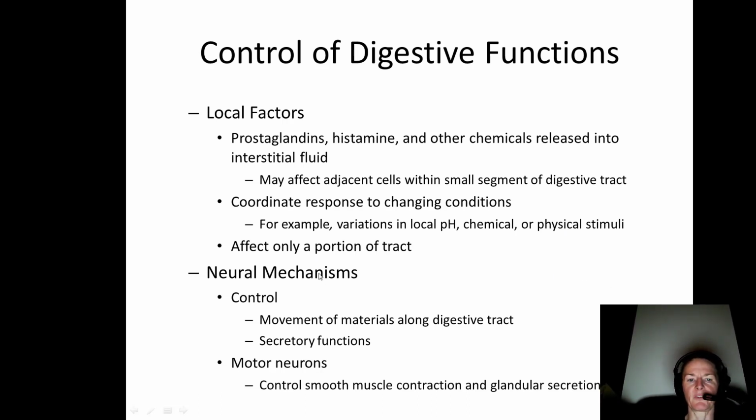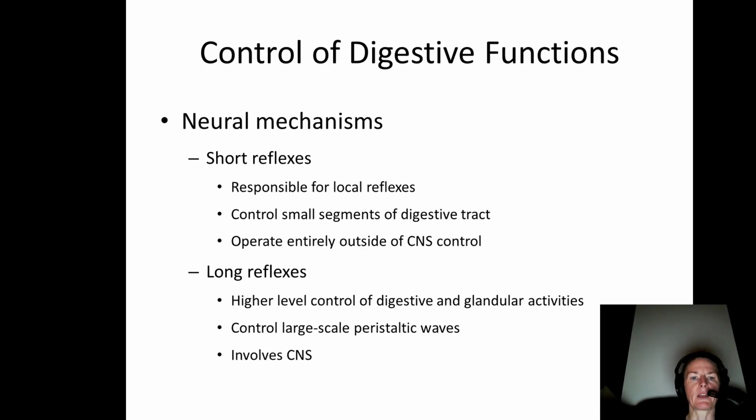The neural mechanisms, we've seen the enteric nervous system already. That's going to help move materials along the digestive tract, going to control some secretory functions. We're going to have the enteric nervous system, which works hand in hand, or I should say is stimulated by the parasympathetic nervous system, which is part of the autonomic nervous system, which is controlled by central mechanisms. All right, we have short reflexes in our neural mechanisms. These are going to be entirely enteric nervous system. They're going to be outside the control of the central nervous system. And this is going to control small segments of the digestive tract.